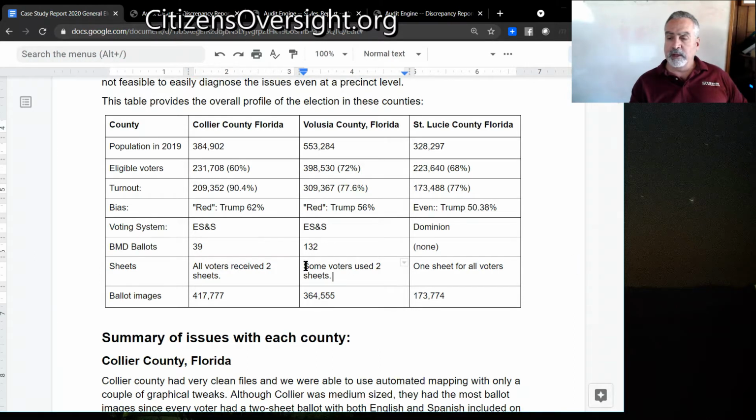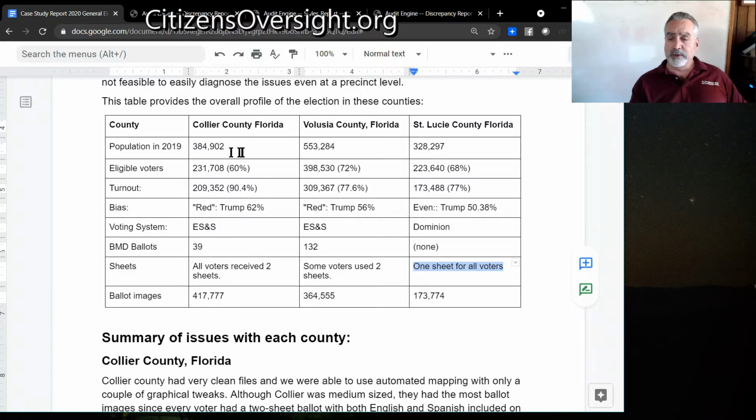In Volusia County, only some voters had 2 sheets, and they were far different. In Collier County, the first sheet had a front and a back, and the second sheet was only the front. In Volusia County, the first sheet was a front and back, and sometimes that second sheet was just the front, sometimes it was a front and a back. So just looking at the size of the files, it's harder to determine which ones were sheet 1 and sheet 2. And then St. Lucie was even simpler, with only 1 sheet per voter. Every voter got 1 sheet.